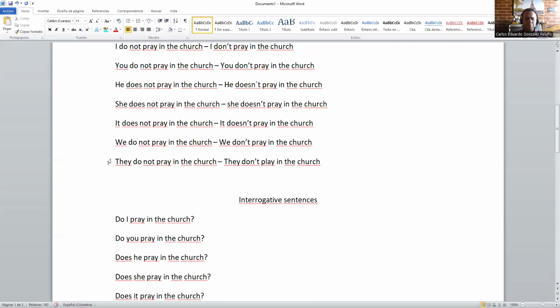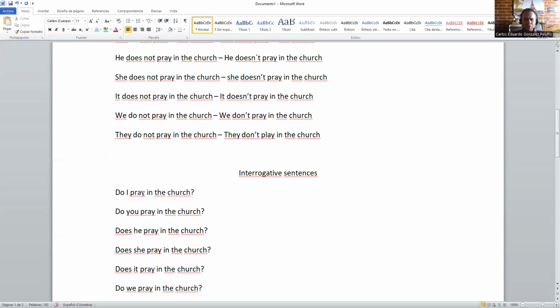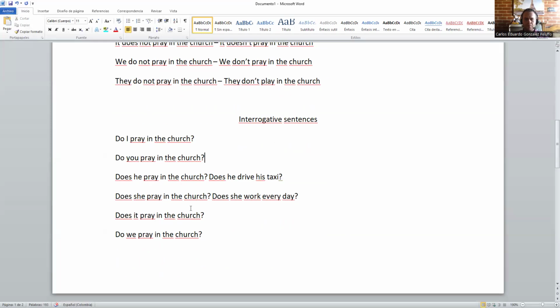It's easier. The same pattern, but we just change the order: first auxiliary, subject, and the complement. I'm going to give you more examples. Does he work every day? Does he drive his taxi? Do you take a French course?